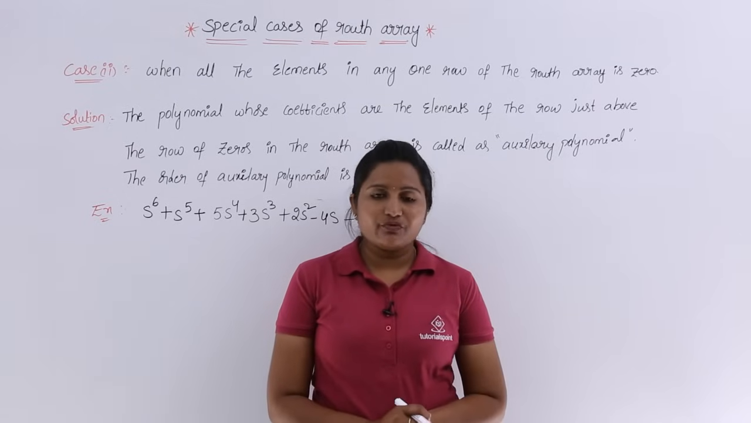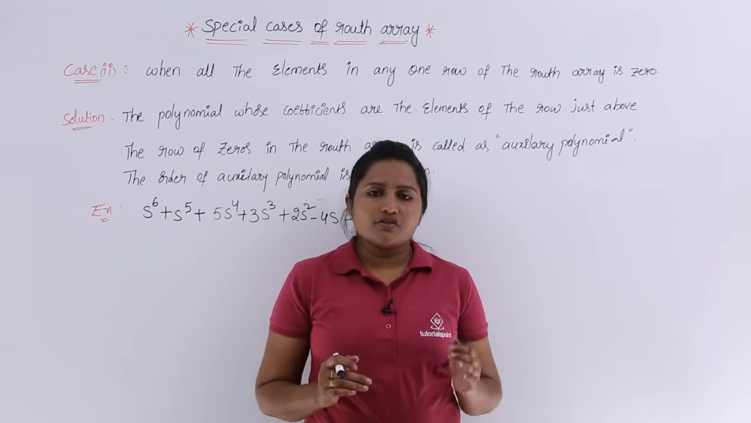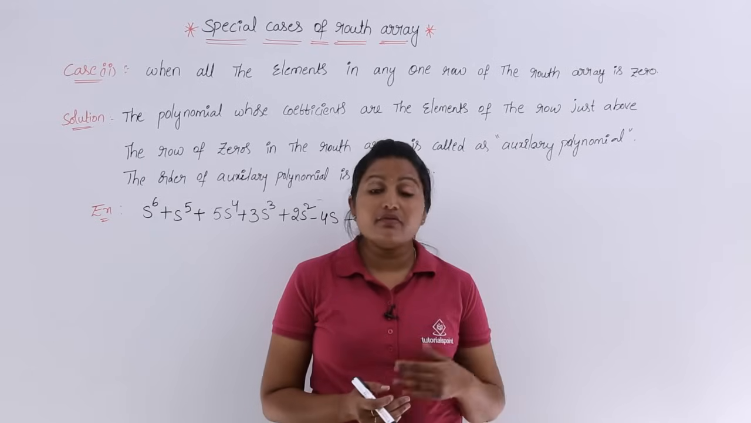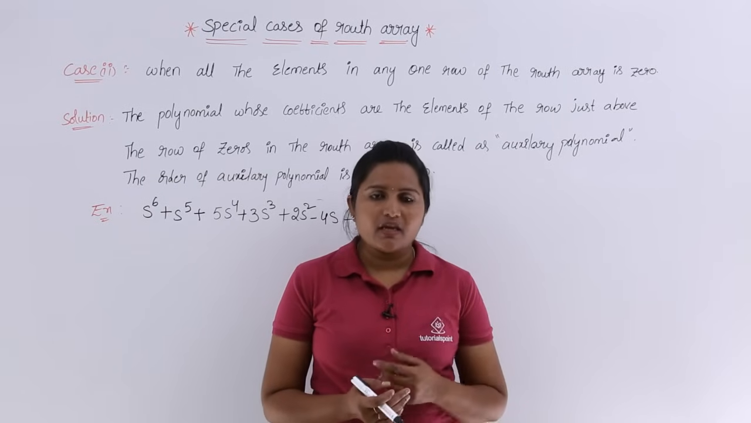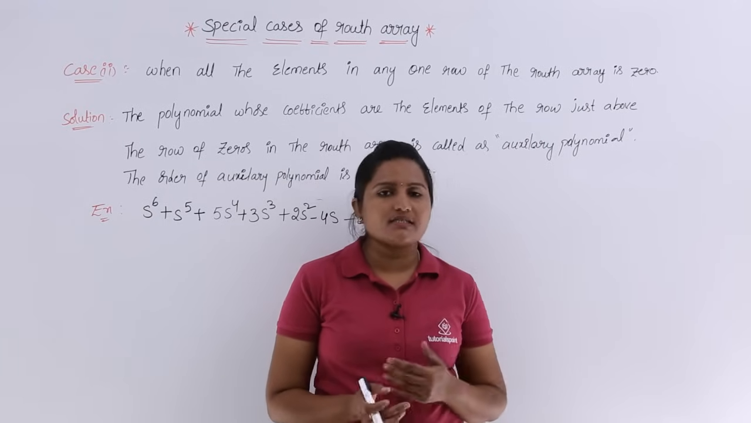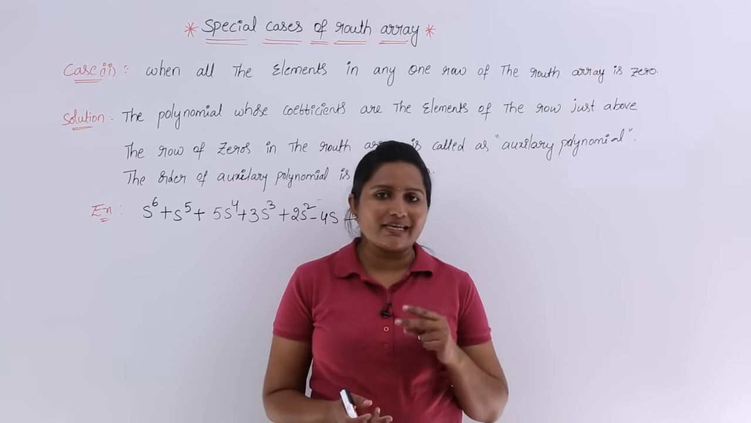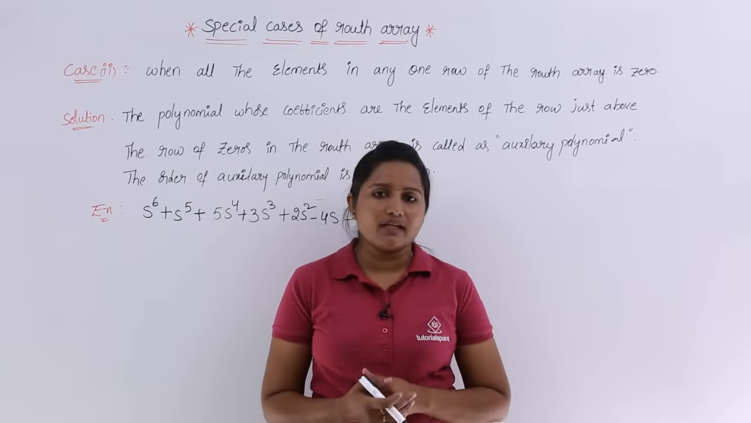In this video, we are going to discuss case 2 in the special cases of Routh-Hurwitz criteria. While forming the Routh array, we are going to get two difficulties. One of the difficulties we already discussed in the previous video. So, in this video, we are going to discuss the second difficulty in forming the Routh array.